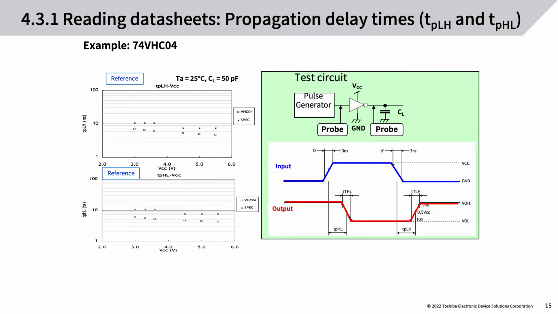Example. 74VHC04. The reference of the propagation delay time due to the power supply voltage and the test circuit of the propagation delay time are shown.